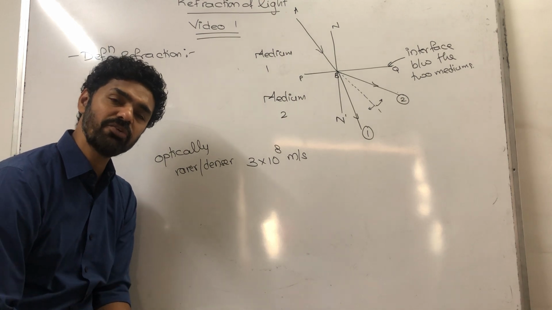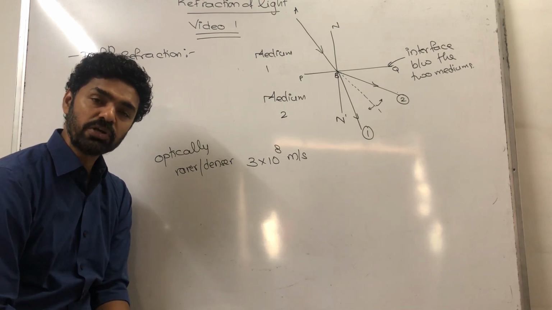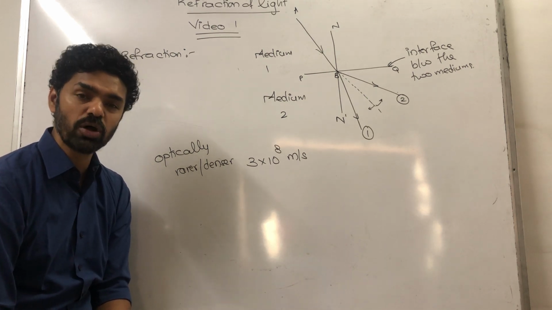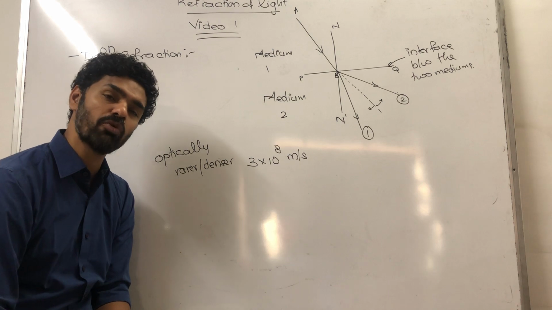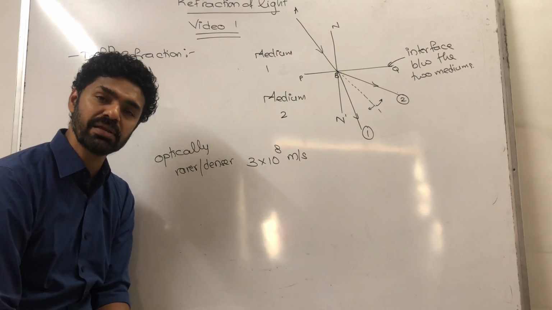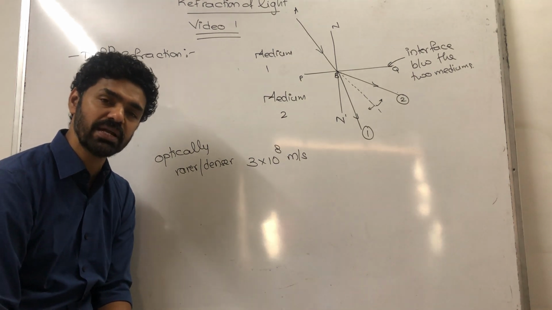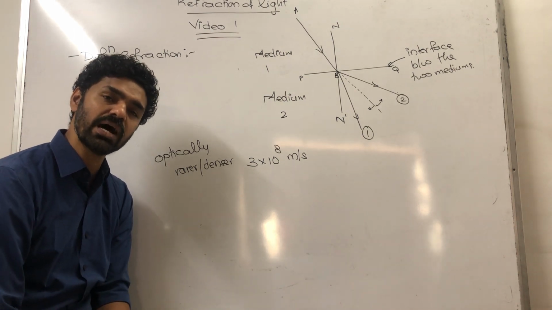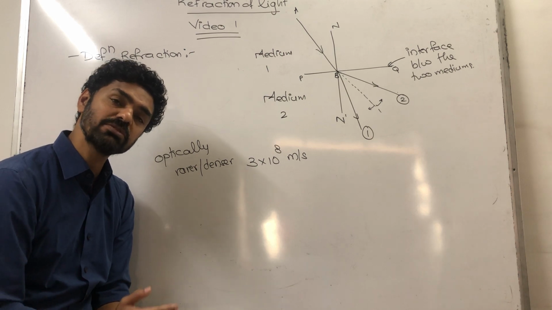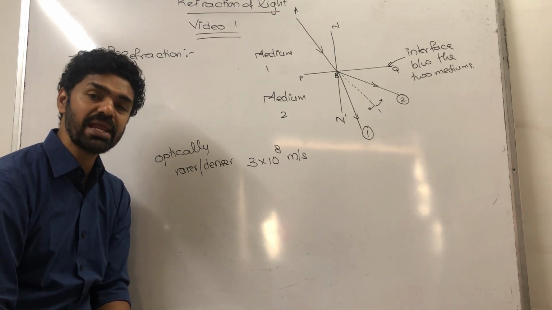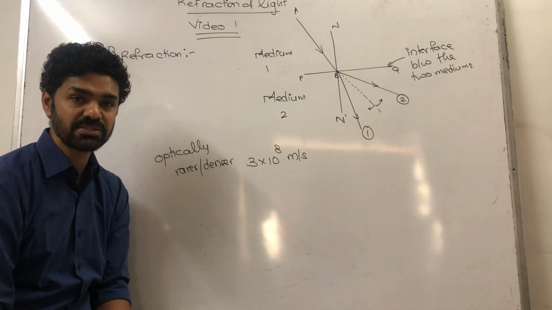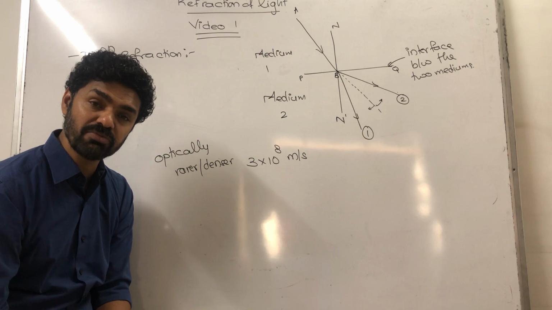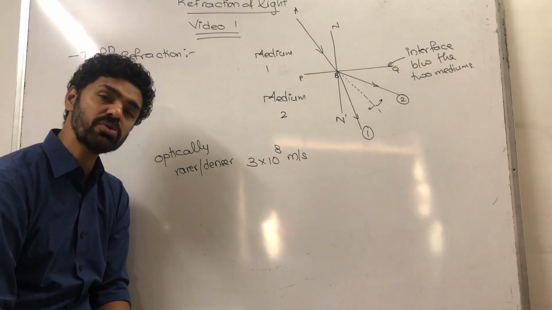Say now light is traveling from air to water. Now speed of light is more in air and less in water. So when you compare air and water, we would say air is an optically rarer medium and water is an optically denser medium. Suppose light is traveling from water to glass. Now speed of light is more in water and less in glass. So we say water is an optically rarer medium vis-a-vis glass. So what do we notice here?